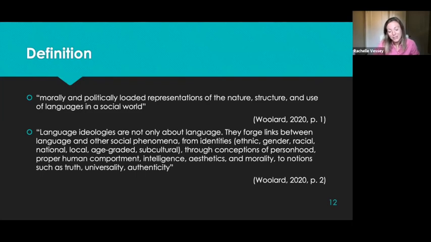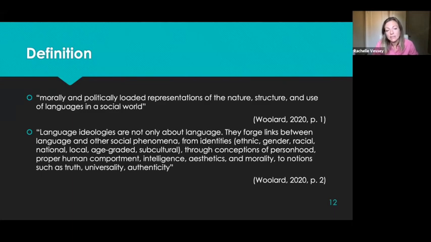So in the next few slides, I'll be drawing a lot on the work of Catherine Willard and her recent chapter where she provides an overview of language ideology. And so the definition I've included on this slide, which is maybe more precise, is that language ideology relates to the morally and politically loaded representations of the nature, the structure, and use of languages in a social world. So we're not just talking about what language is, we're talking about how it should be used, who should be able to use language, where they should use it, why they should use it, when it should be used. And it relates very much to that link between the social and the linguistic.